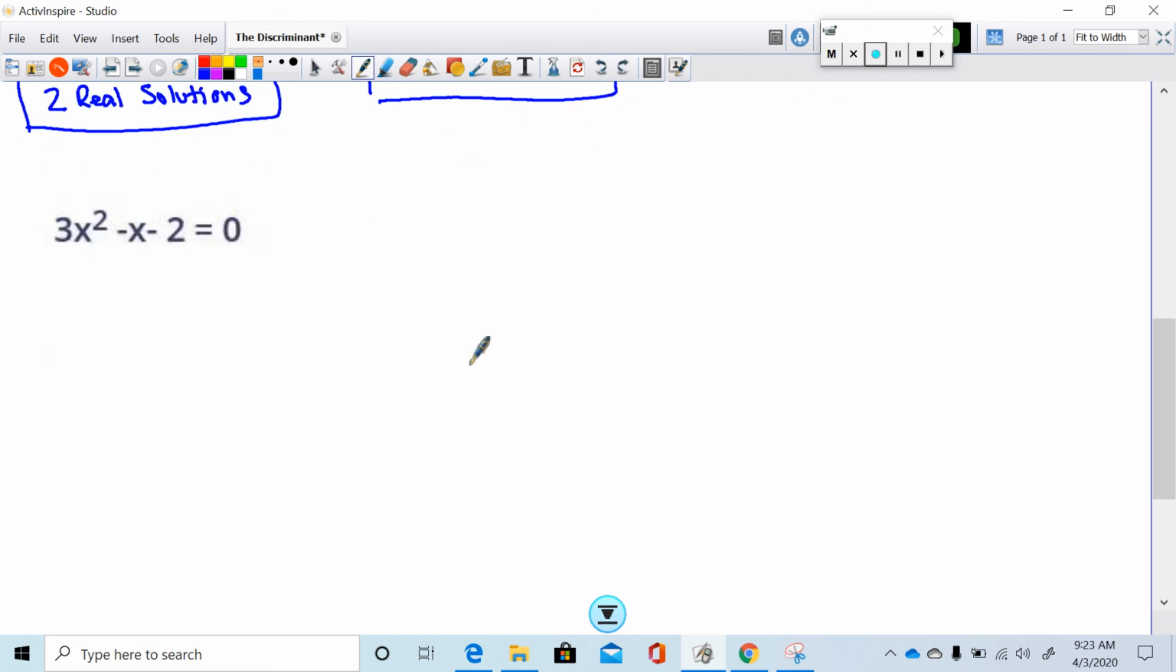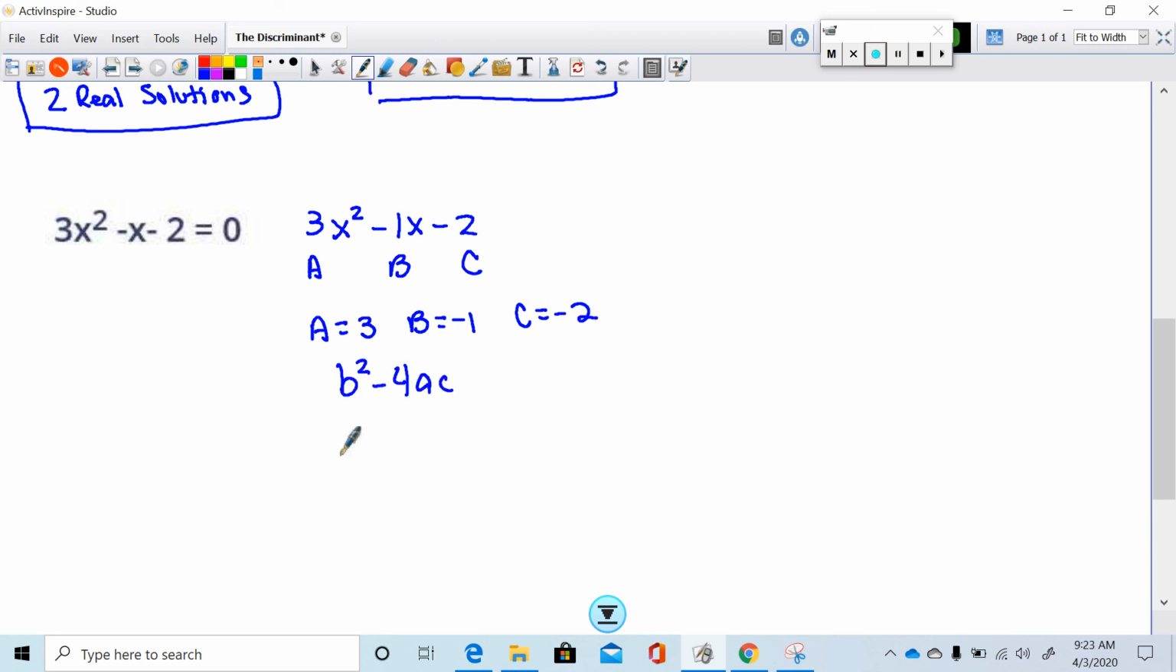Okay, the next one. I have 3x squared minus 1x minus 2. It doesn't really matter that the equal 0 is there because we're just trying to find the discriminant. So I have A, B, and C. A equals 3, B equals negative 1, C equals negative 2. And the discriminant is b squared minus 4ac. So I have negative 1 squared. Notice I put that in parentheses because it's negative.